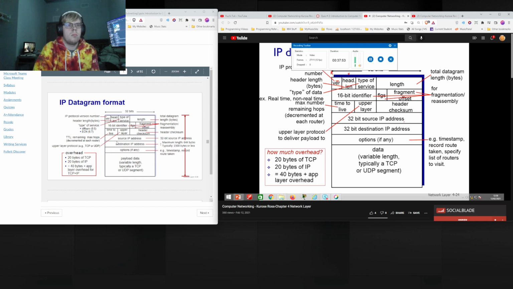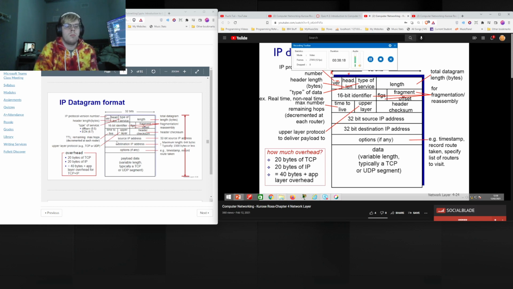This field is 16 bits long, which is 2 bytes. So the theoretical maximum size of the IP datagram is 65,535. However, datagrams are rarely larger than 1500 bytes when they are being transferred, but the maximum size of a datagram is 65,535.